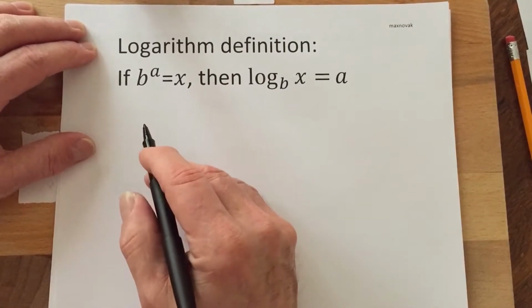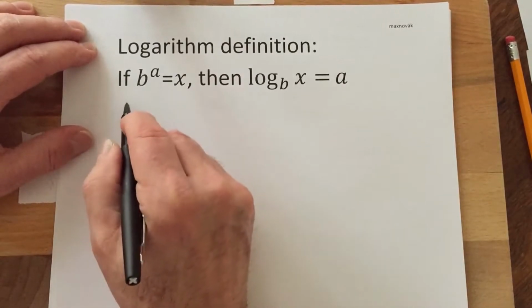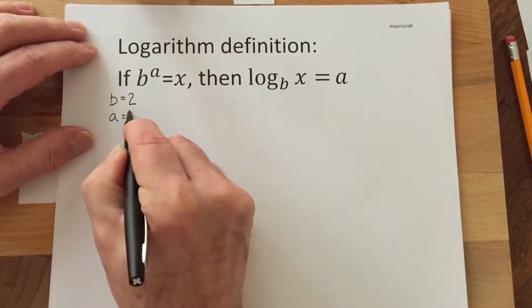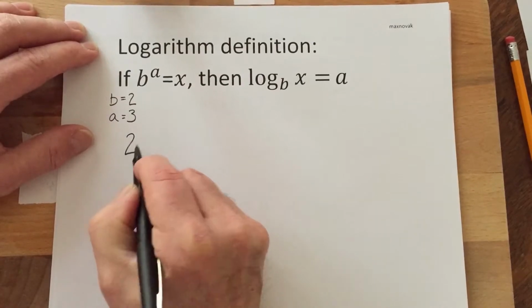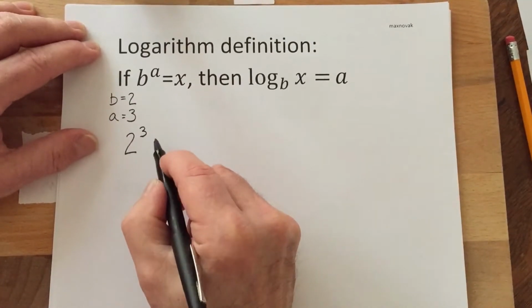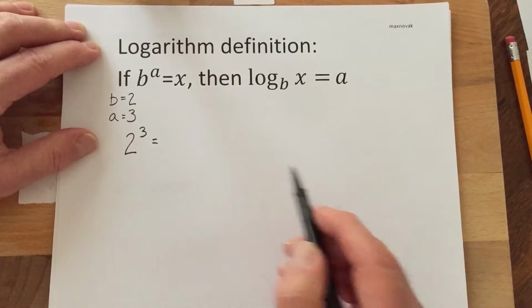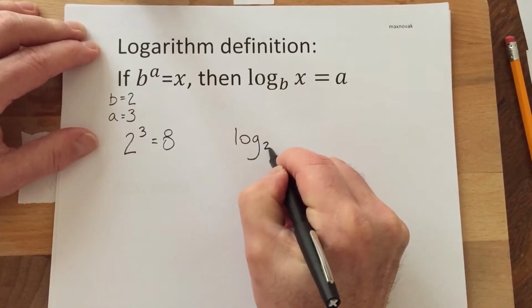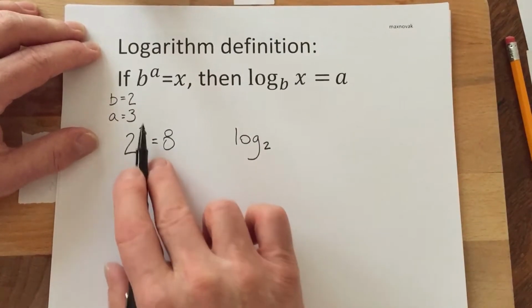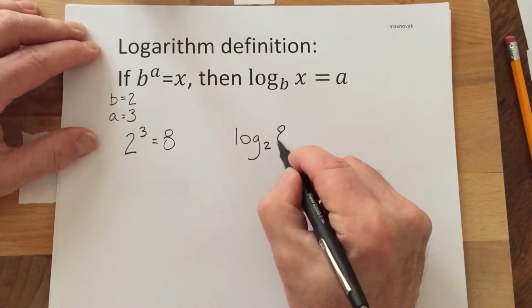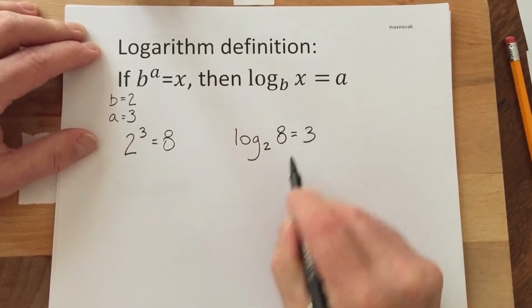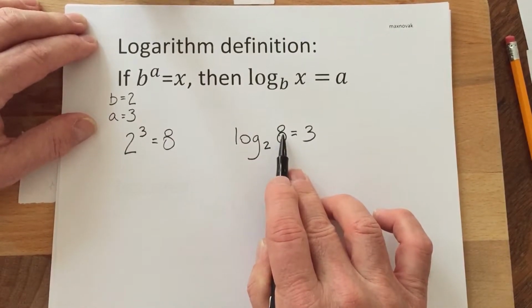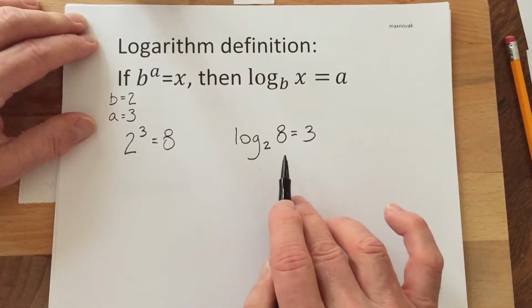So for example, let's take b equals 2, a equals 3. That's 2 to the 3. And what does that equal? That's right, it equals 8. That means that the log base 2 of, what's x here? X is this 8. The log base 2 of 8 equals 3. 3 is the power to which you need to raise 2 to get to 8, because we're talking about logs in a base 2 here.